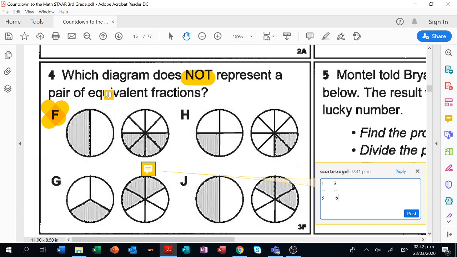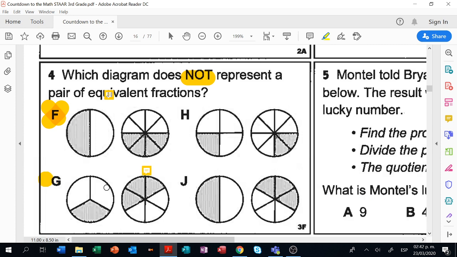Okay, amigos. So again, butterfly method. What is 1 times 6? That is 6. And what is 3 times 3? That is 9. So 6 is not equivalent to 9. This is not equivalent. I'm going to put not. Not equivalent. So I think that letter G might be my right option. I'm going to put some highlighter there. Let's go for letter H.